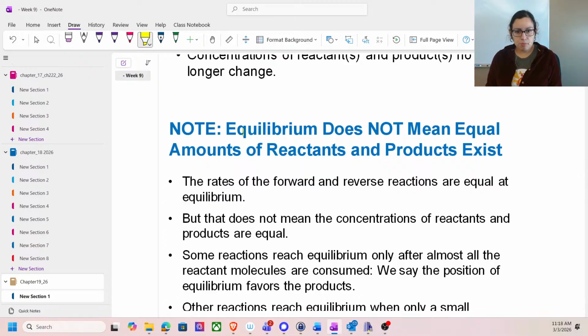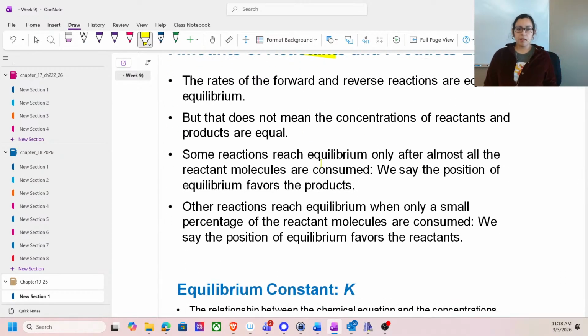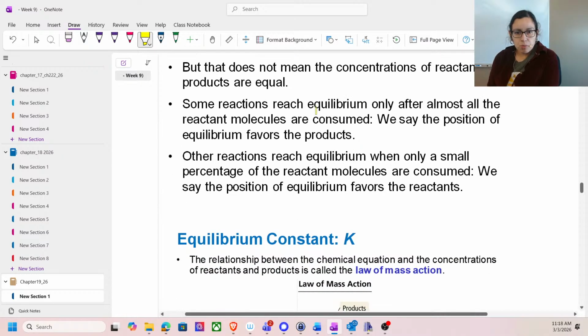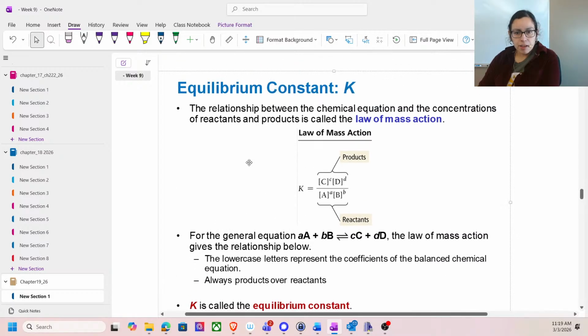And then this is just reminding us that we're not saying equal amounts of reactants and products exist. So this is something that we would quantify. We're just talking about the reaction rate at equilibrium. And so we'll see where the equilibrium favors. We'll look at this quantified with our K value here. All right, so let's look at how we express K then.